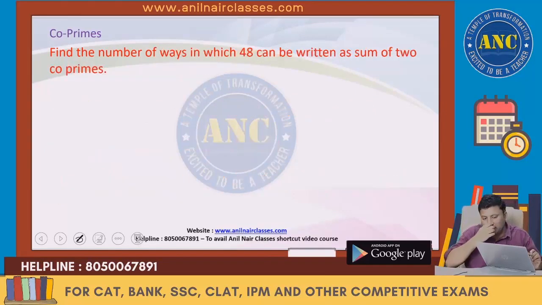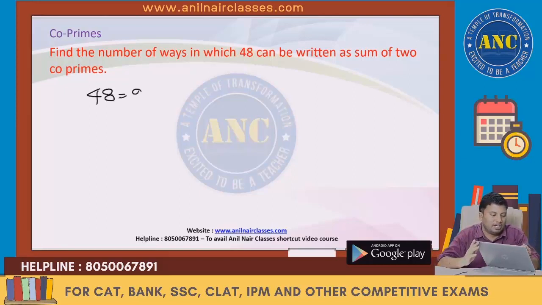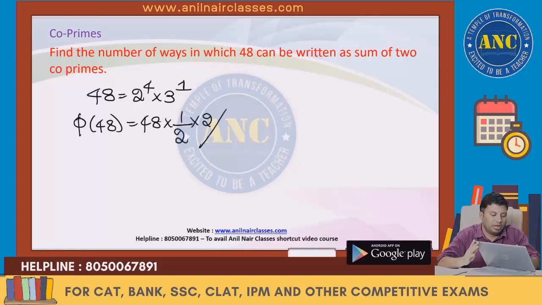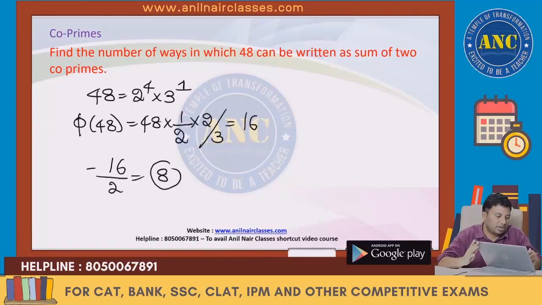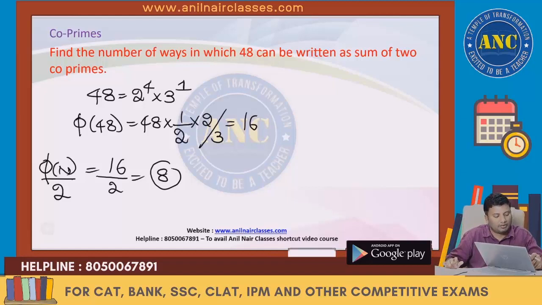In how many ways can 48 be written as a sum of two co-primes? 48 is 2 power 4 into 3 power 1. Phi of 48 is nothing but 48 into 1 by 2 into 2 by 3, which is nothing but 16. 16 by 2, the answer is nothing but 8. The sum of two co-primes is given by phi of n by 2.